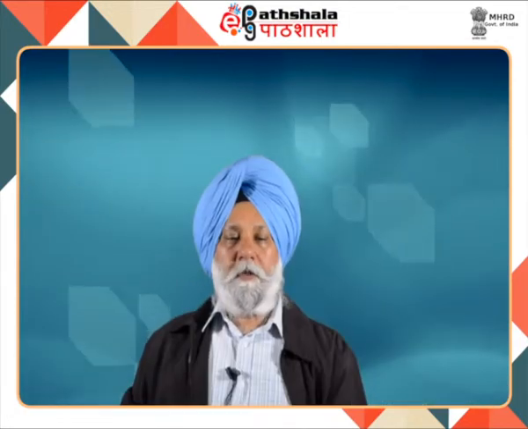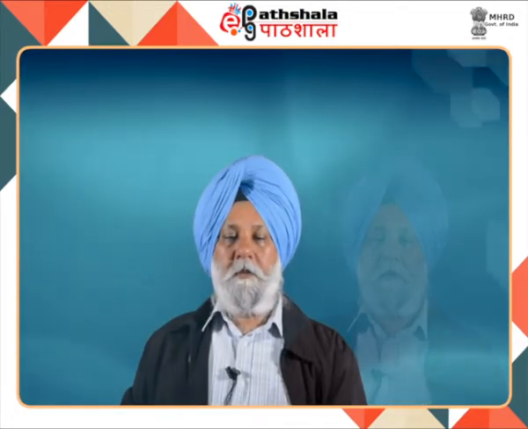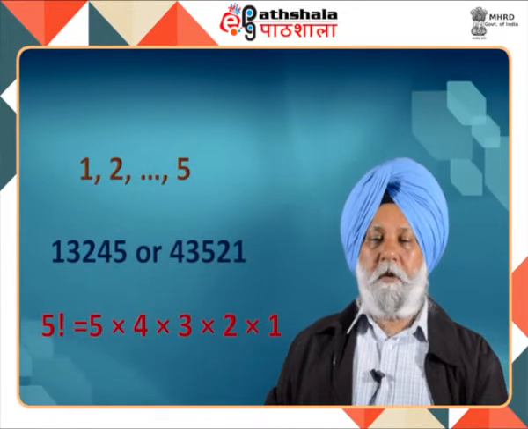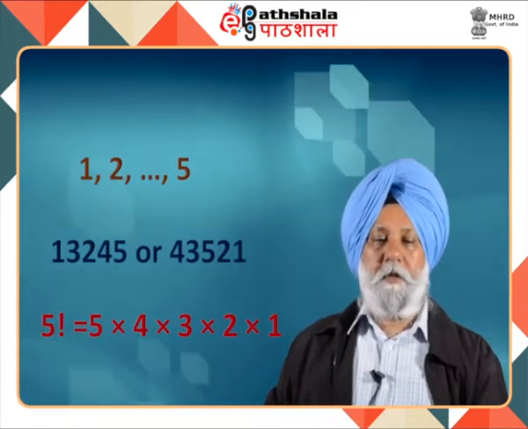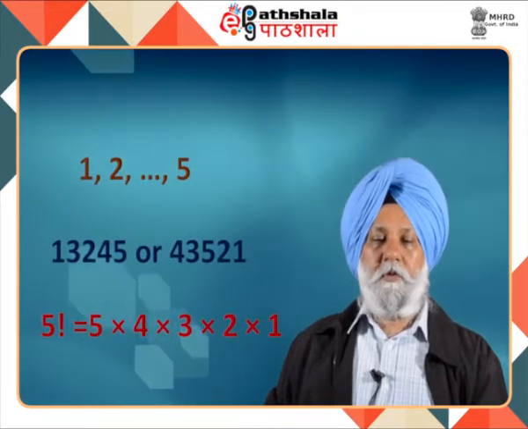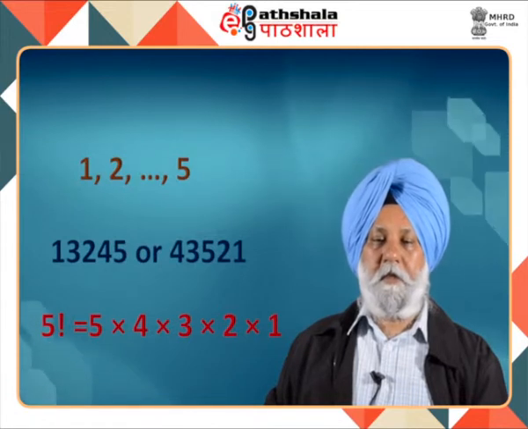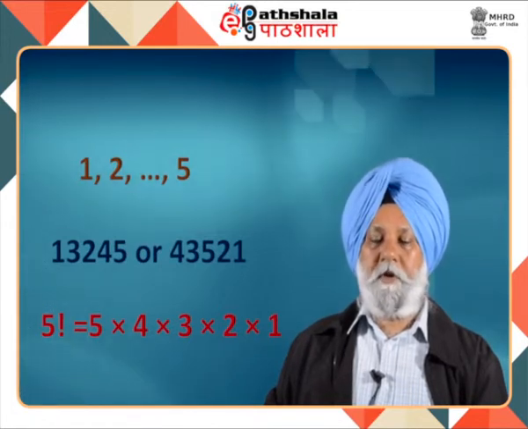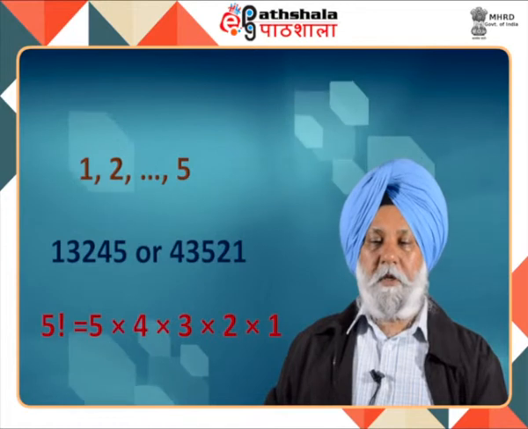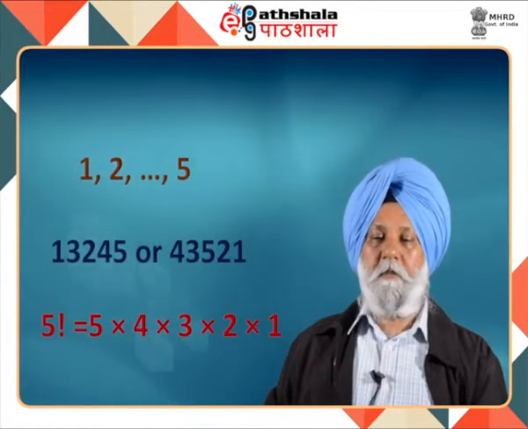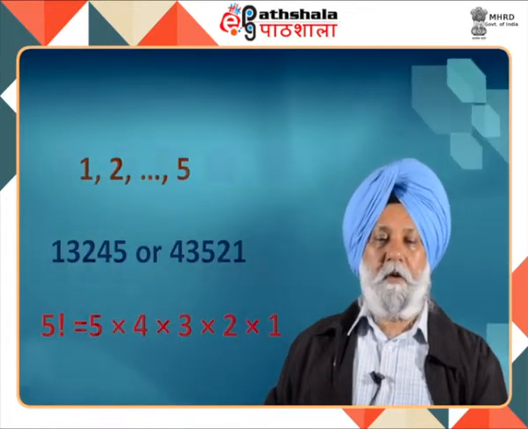In how many ways can the numbers 1, 2 up to 5 be arranged so as to make a 5-digit number like 1, 3, 2, 4, 5 or 4, 3, 5, 2, 1, etc.? The answer would be 5 factorial: 5 multiplied by 4 multiplied by 3 multiplied by 2 multiplied by 1.